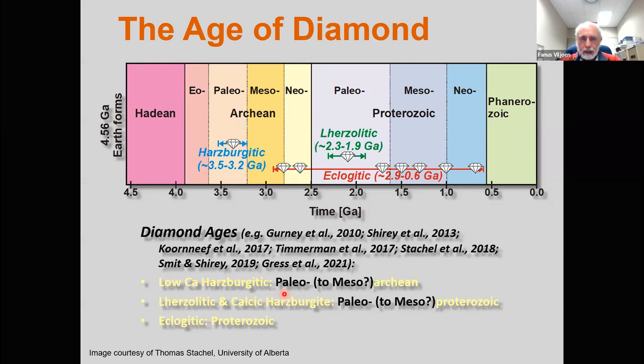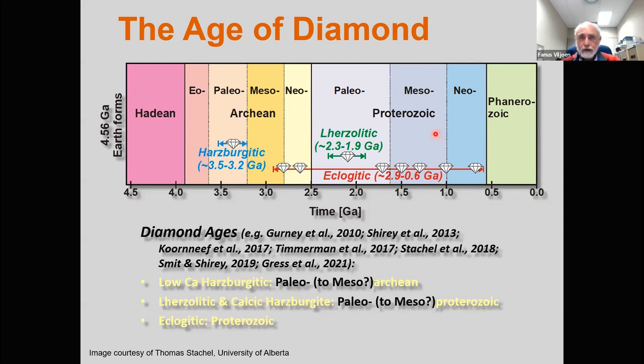a team at the Free University of Amsterdam looked at the age of highly depleted harzburgite occurring as inclusions in diamonds, which proved to be 2.95 billion years old, and looked at more calcic harzburgite occurring as inclusions in diamonds, also from Venetia, but the more calcic harzburgite produced an age of 1 billion years.